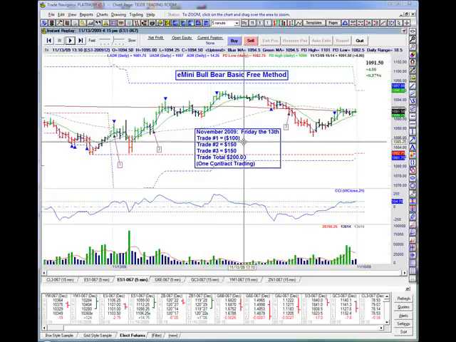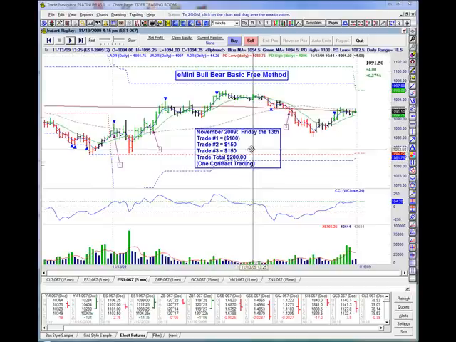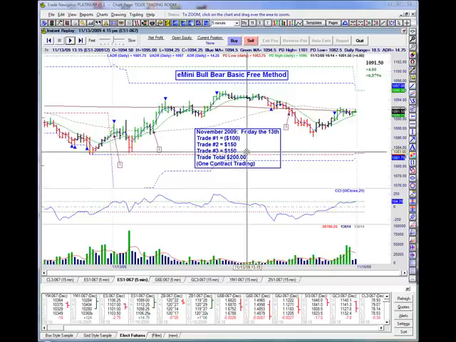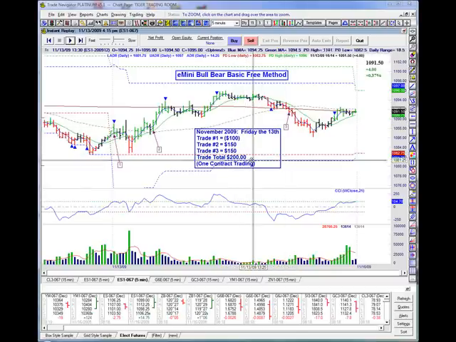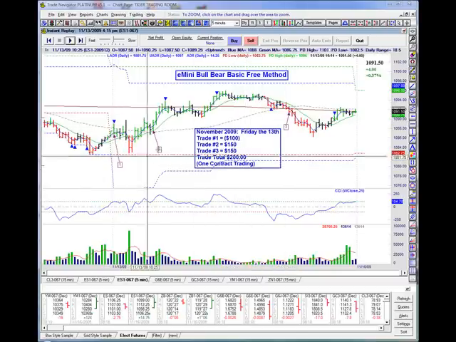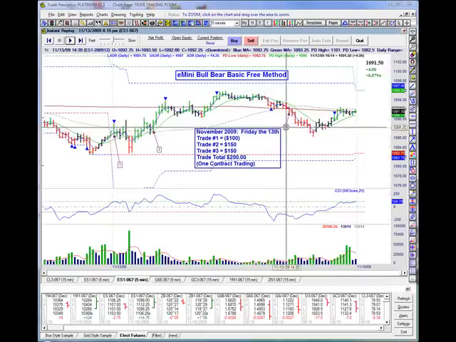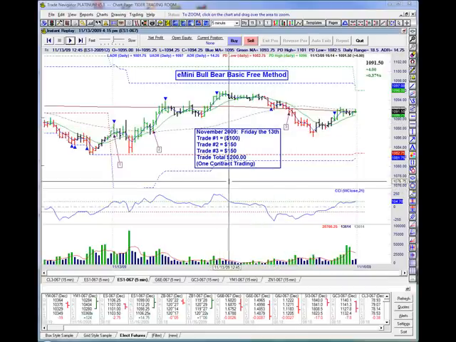We can take a look at trades 1, 2, and 3, with a trade total of $200. Trade number 1 lost 100, trade number 2 won 150, and trade number 3 later in the day won 150. So here's trade number 1, 2 over here, and 3 right here, all one contract trading. Let's start talking about the trades.